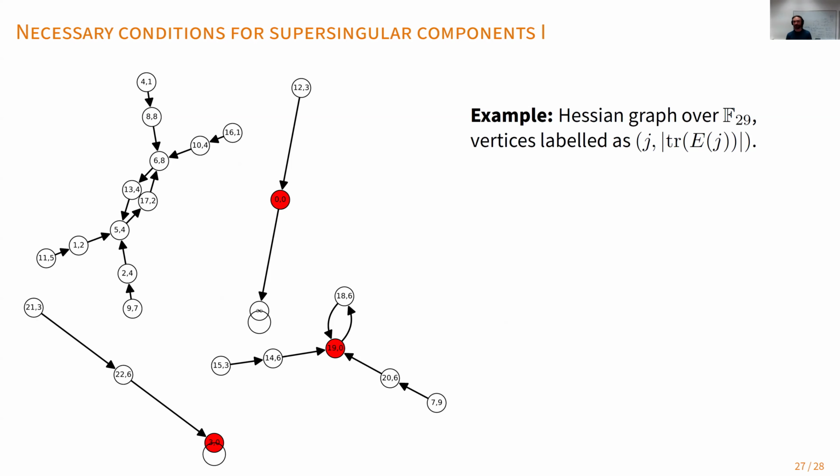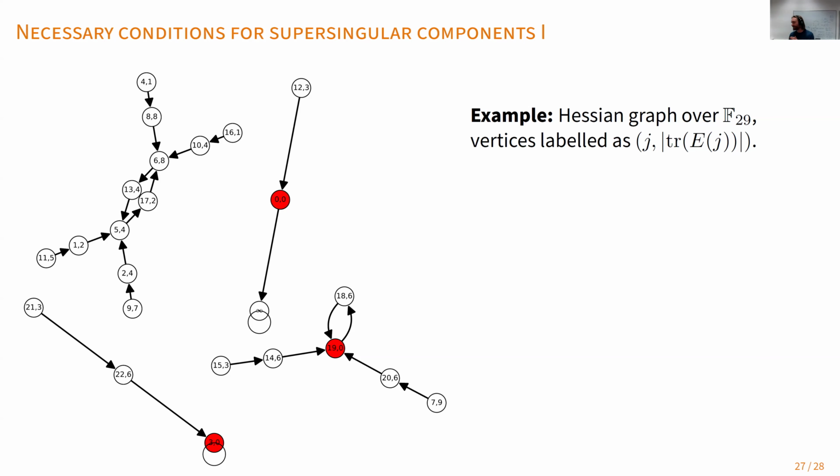What we have is, for now, just a necessary condition for a component to be supersingular. So the first thing we can do naively, and which we already did in past talks about this subject, is to look at the traces. And if you look at the traces, you again get some information: the supersingular components must contain elements with trace that is 0 mod 3.